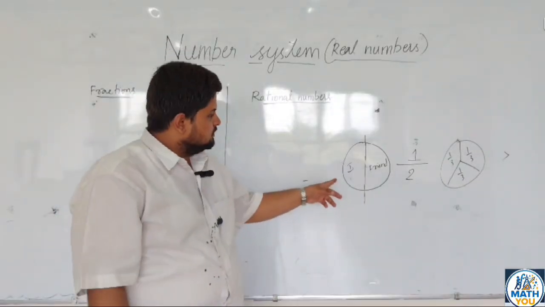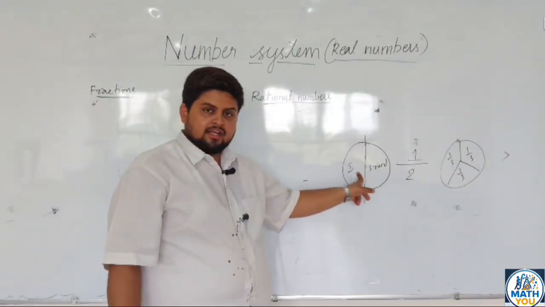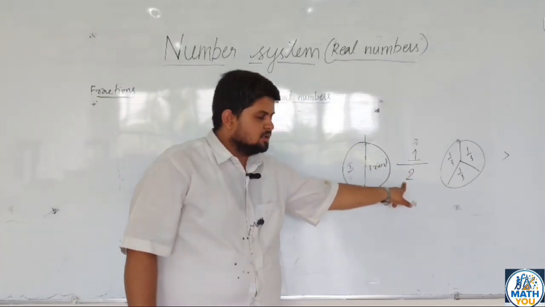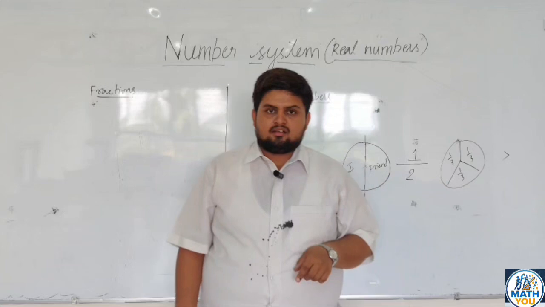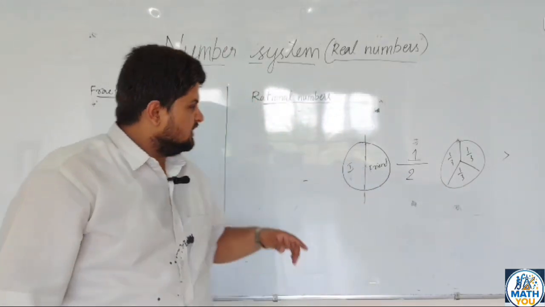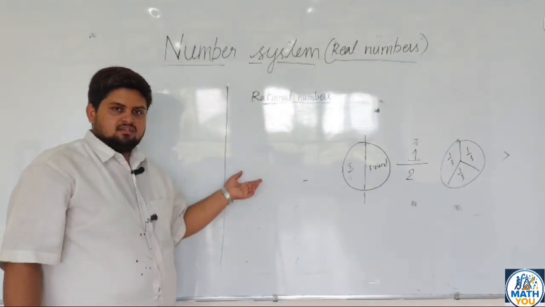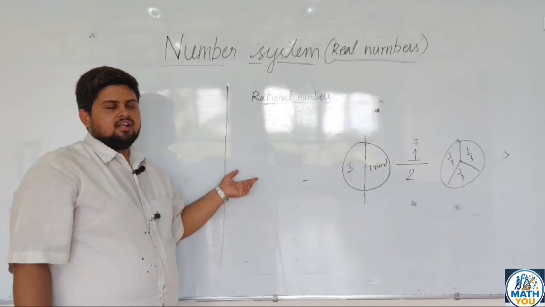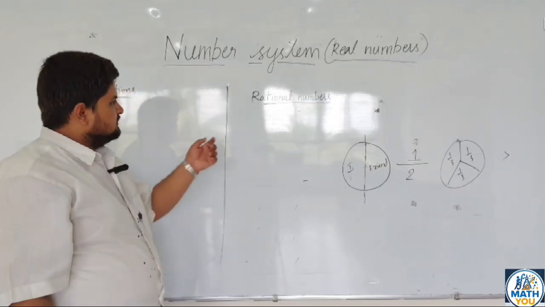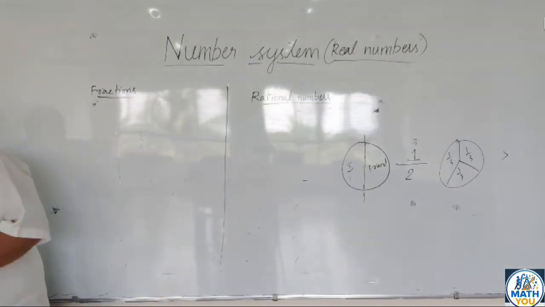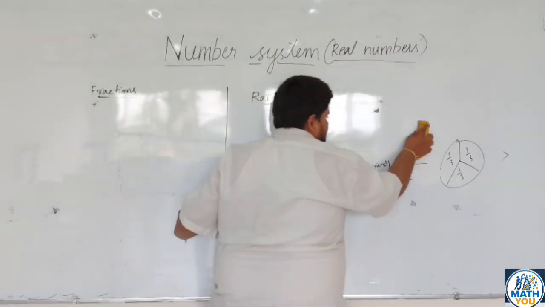So my friend divided the cake into two parts, so it became 1/2. My friend divided the cake into three parts, so it became 1/3. Now, is this a fraction or a rational number? If you had asked me, I'll say both.